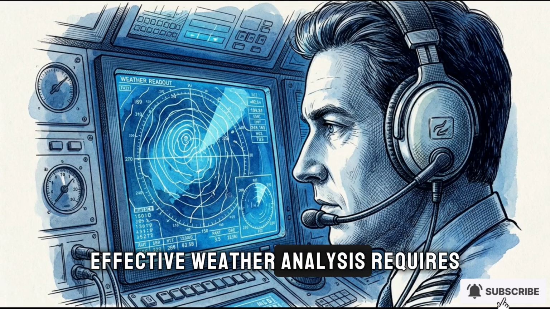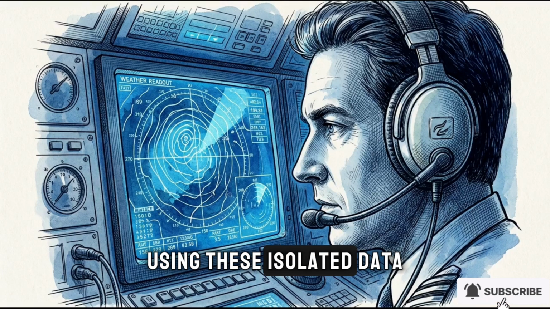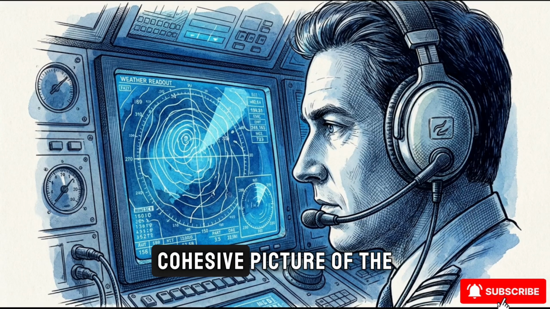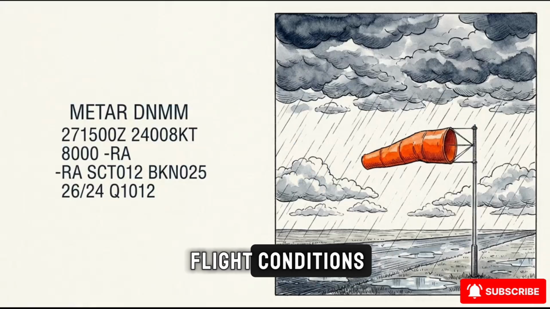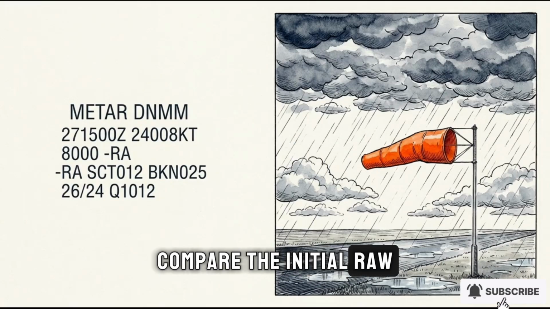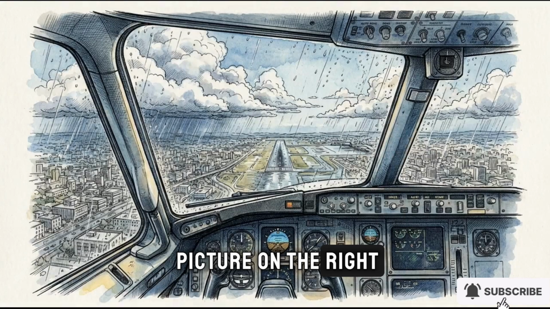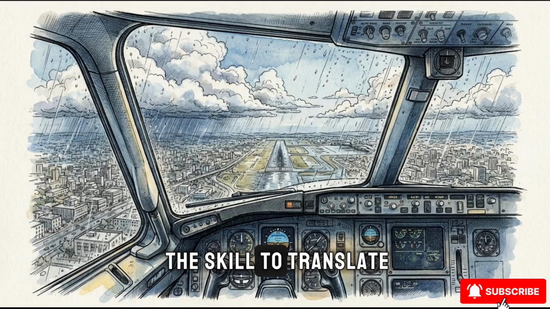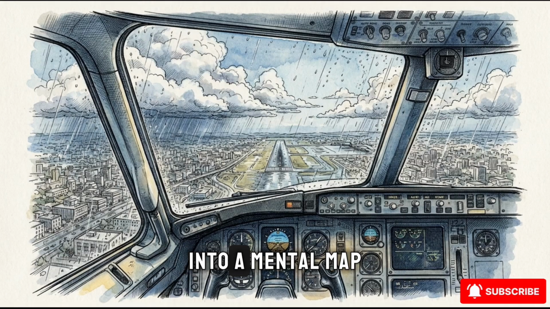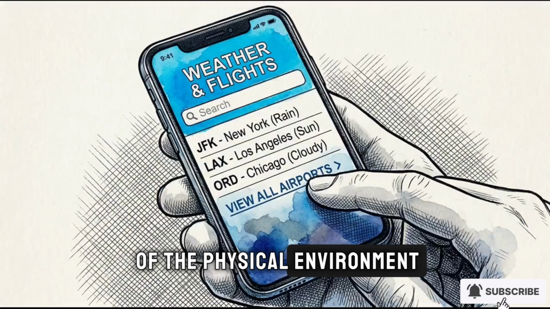Effective weather analysis requires using these isolated data points to build a single, cohesive picture of the flight conditions. Compare the initial raw string on the left against the clear visual picture on the right. You have now developed the skill to translate raw code into a mental map of the physical environment.